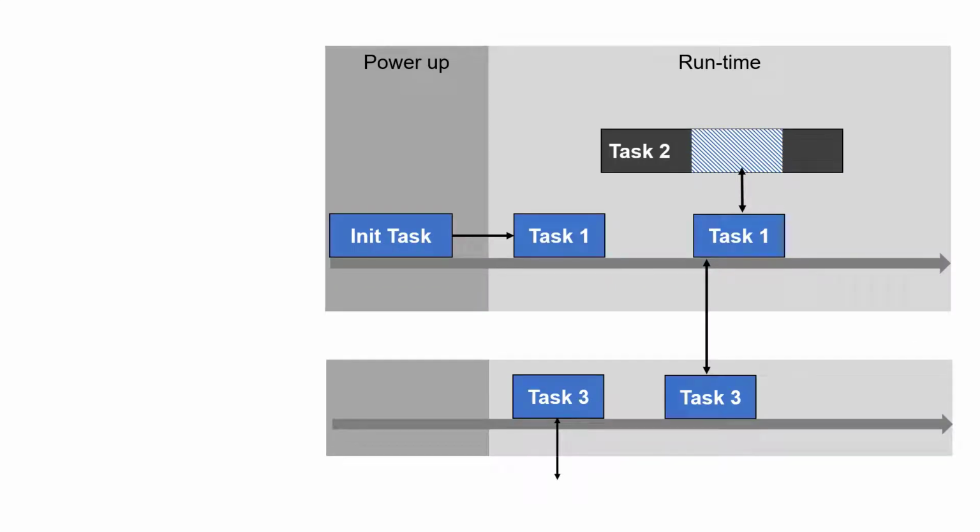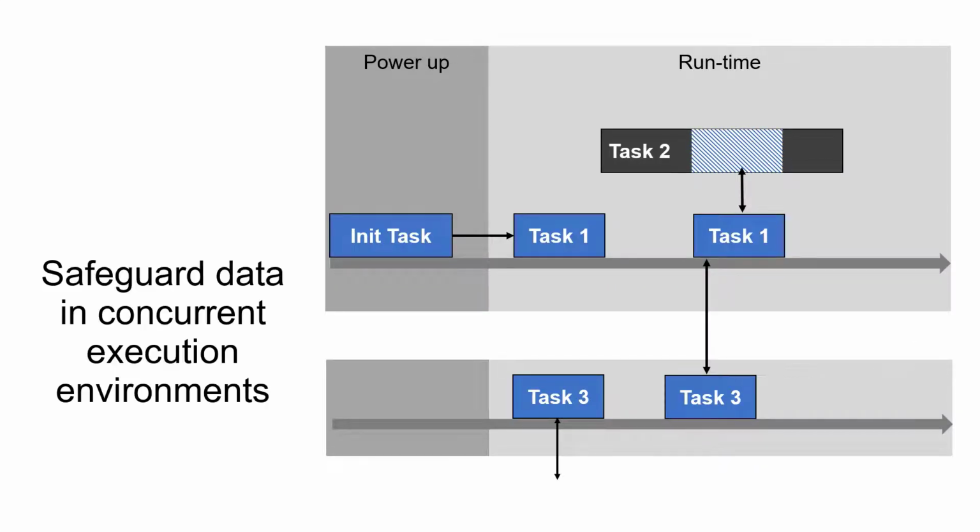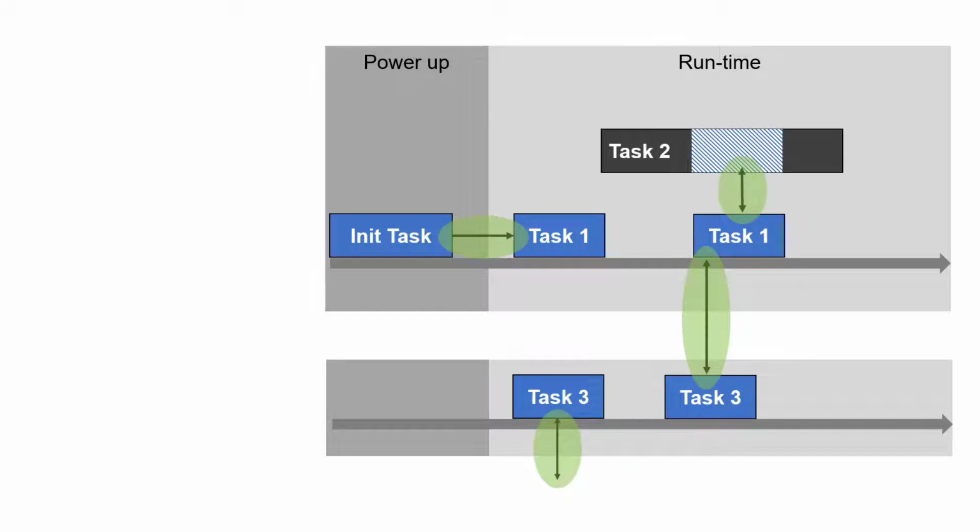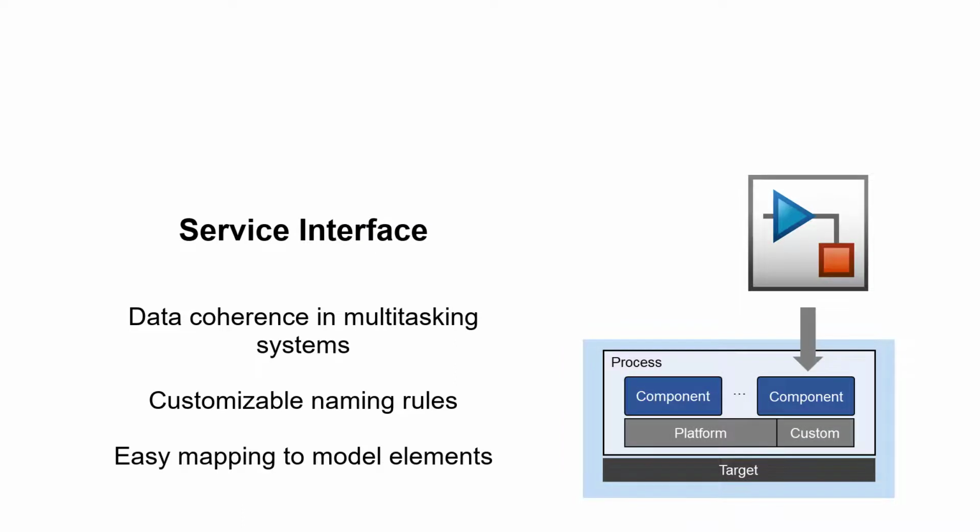Furthermore, a multitasking platform requires safeguarding communication between tasks as illustrated in this timing diagram. For example, task 2 may be preempting task 1, and task 3 may be executing concurrently with task 1. It can be challenging to deal with this complexity when generating code for a model as a component. The new service interface generates code that handles these complexities automatically, which streamlines the code customization process.